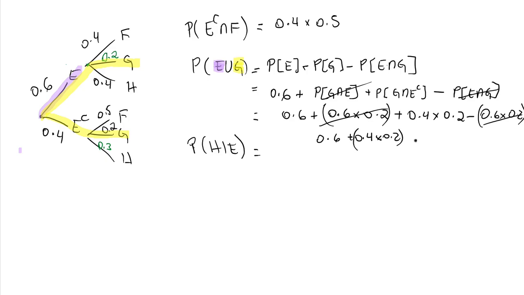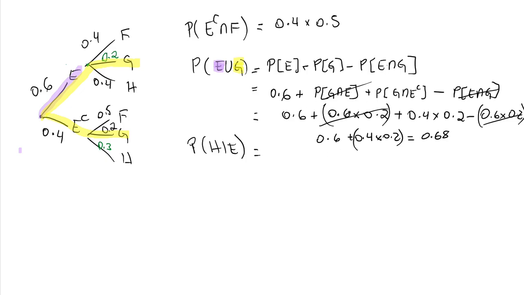Okay. At the end of the day, this is equal to 0.4 times 0.2, which is 0.08, plus 0.6. This is the final answer, okay?